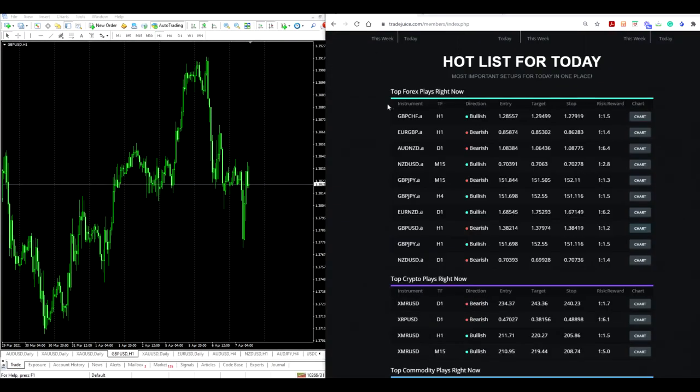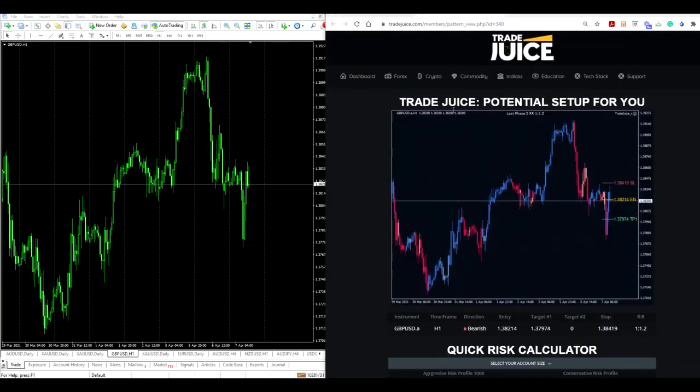Okay, guys, so I'm on the Tradejuice platform and I can see many potential entries here. I'm looking at this one here, the pound USD 1 hour bearish signal, and I've got my entry, target, and stop loss, and it even lets me know where those points are on the chart. So this is my MT4 platform right here.